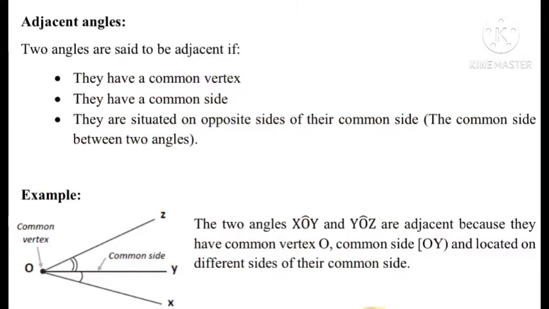So reviewing the adjacent angles, we said that adjacent angles must have same vertex, common side, and the common side must be between the two angles. Similar to the figure down, OY is the common side. It's between the two angles which are adjacent, ZOY and YOX, and O is the common vertex.